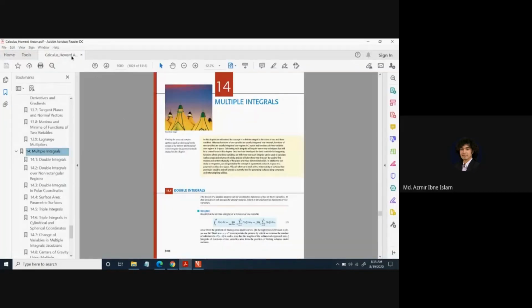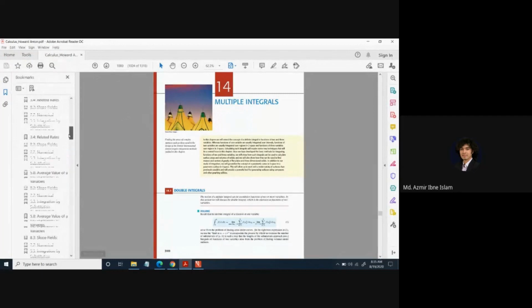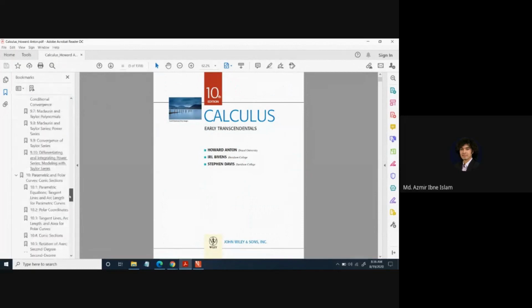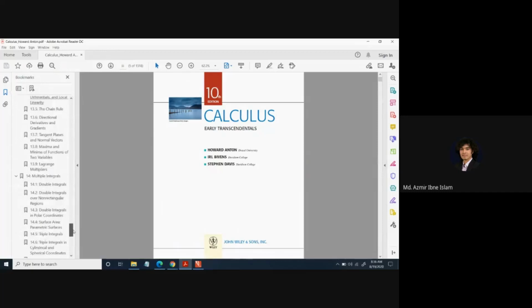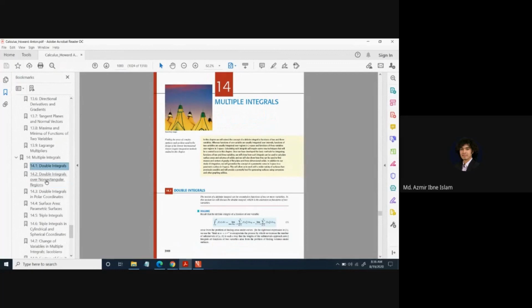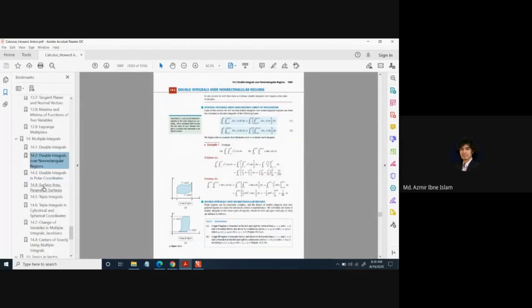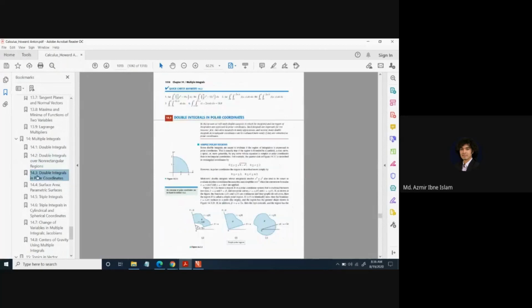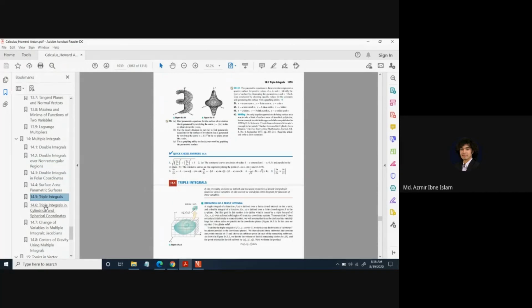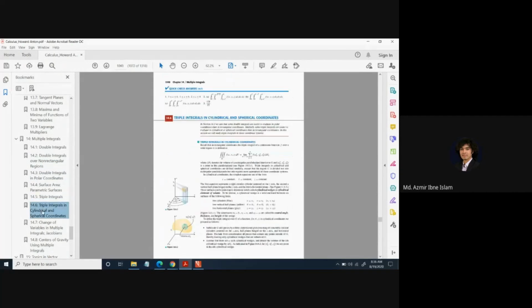You can have a look at the Calculus book written by Anton Bivens Davis. You will get all the ideas in chapter 14, that is multiple integrals: double integrals, double integrals over non-rectangular regions, then double integrals in polar coordinates. You can see triple integrals in section 14.5. Then triple integrals in cylindrical and spherical coordinates, you will get to know in section 14.6.